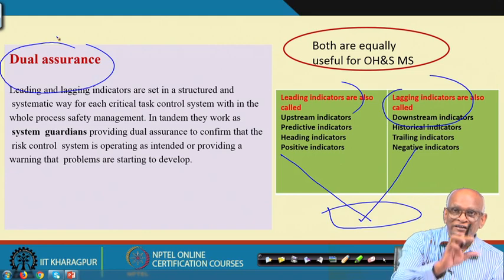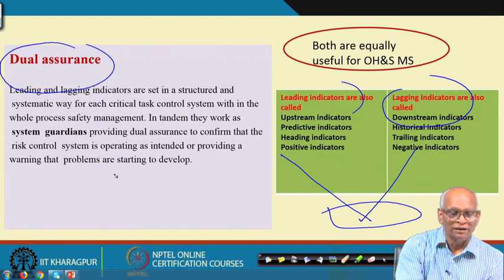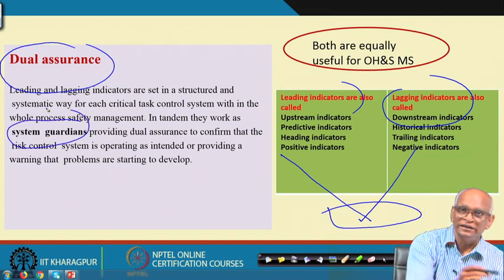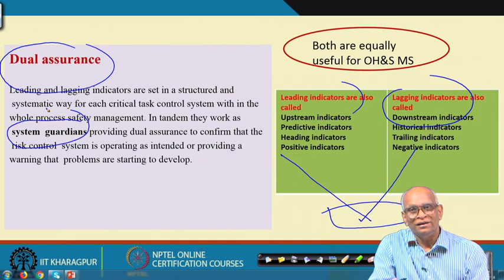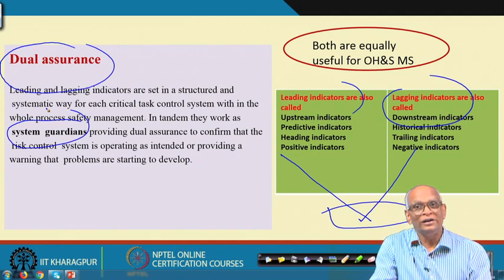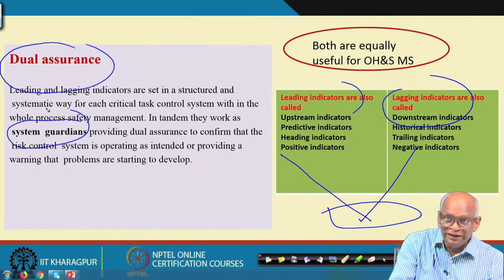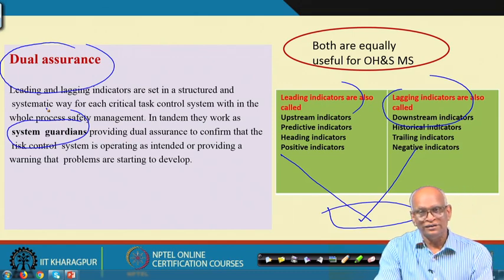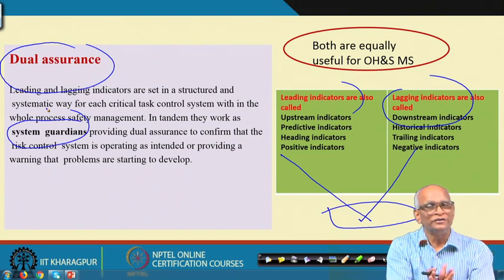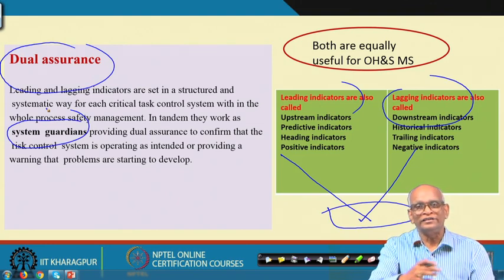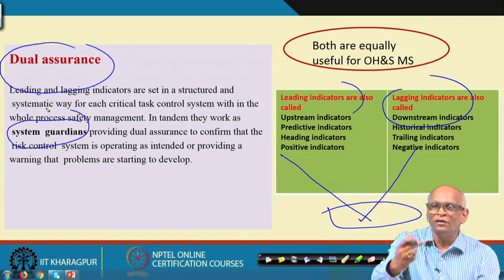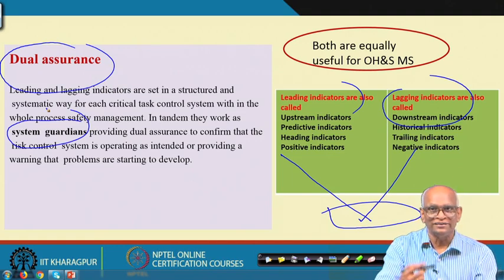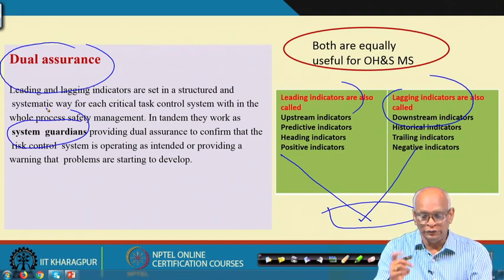People take these two, leading and lagging indicators, as system guardians. A guardian will help you, a guardian will guide you. So, lagging indicators and leading indicators are taken as the system guardians. The combination of these two will shape our intervention programs. All the intervention programs and your strategies you will do based on these things. So, this is the dual assurance system.